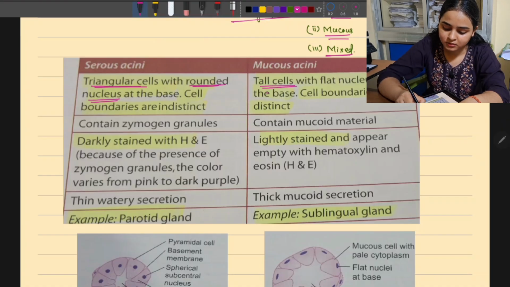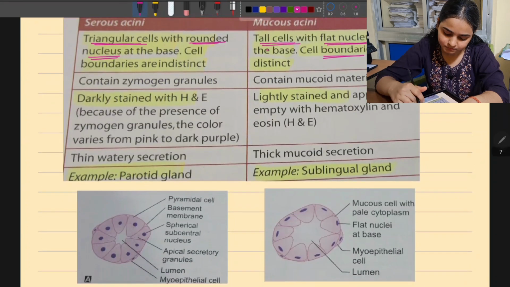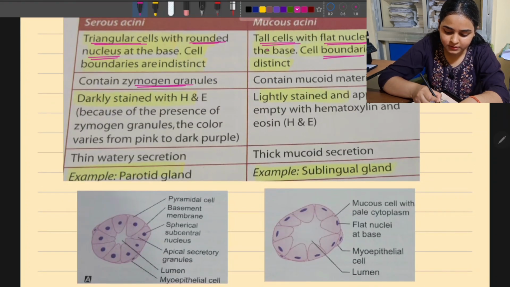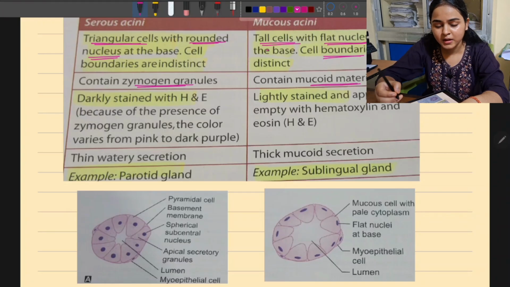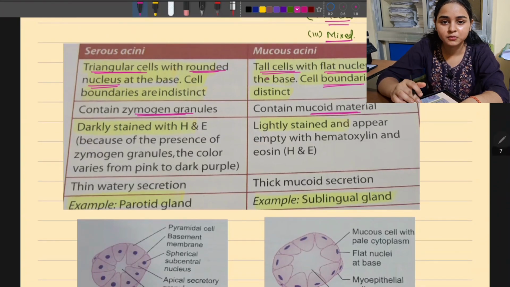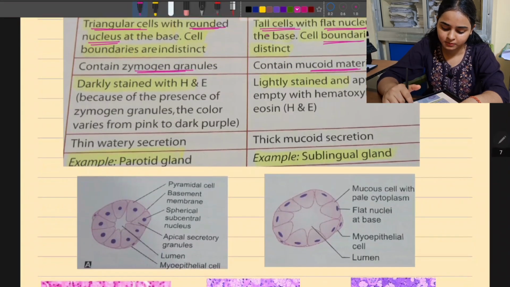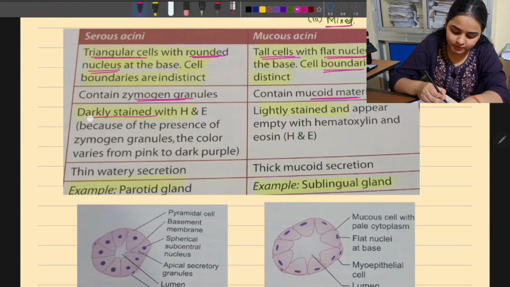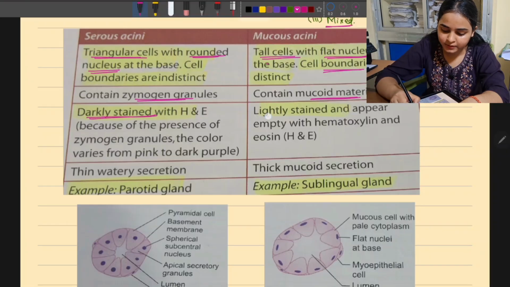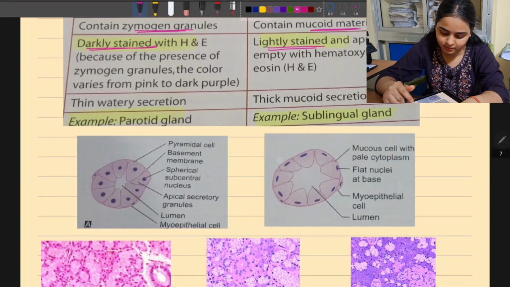And the mucous acinus has tall cells with flat nucleus, and the nucleus is present at the periphery or at the boundary. And the serous acinus contains zymogen granules, but the mucous acinus contain mucoid material, so it does not stain that good, but the zymogen granules are basophilic, so it stains better and it looks deep under the microscope. So it is written here, it is darkly stained, and the mucous acinus is lightly stained.